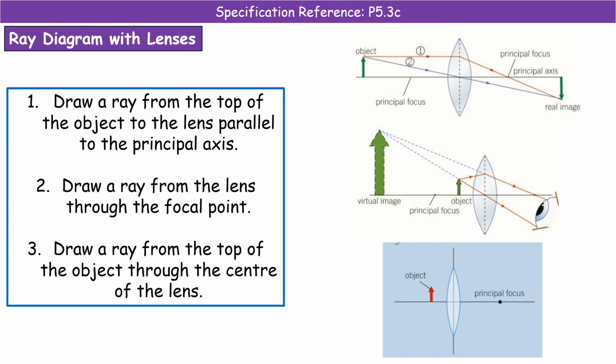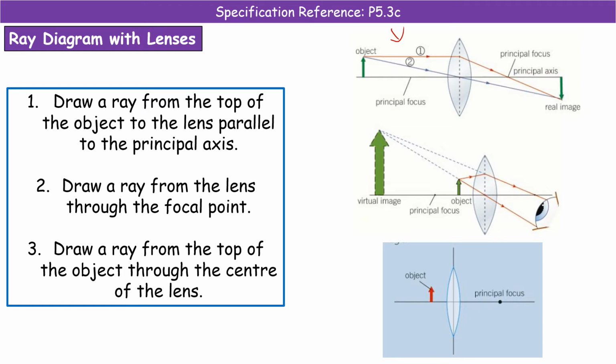So if we look, the first thing you're going to do is draw that red line. If we look at this top diagram here. So you draw the red line from the top of the object to the lens, running parallel to that principal axis. So a nice parallel line from the top of the object to the center of the lens there.